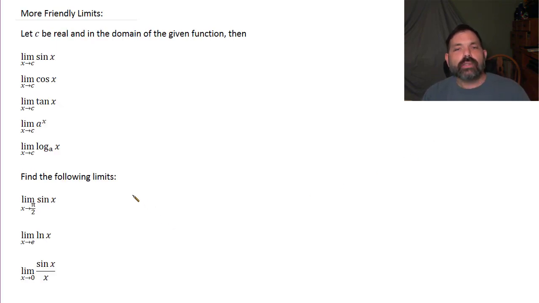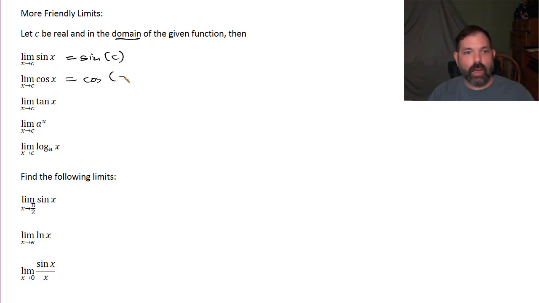So there's some other nice functions, more friendly limits besides just polynomials and rationals. All of the functions that you've learned how to deal with in algebra and trigonometry are nice functions as long as we are in the domain of the given function. So for example, the limit as x approaches c of sine x is simply the sine of that c value. Similarly, for the cosine function, cosine of the c value. And if the limit as x approaches c is of the tangent function, tangent of the c value. Now again, we have to remember things about the tangent function. The tangent function had a restricted domain, so we have to be aware of that. For example, I couldn't substitute pi over 2 in here because the tangent of pi over 2 is undefined. So those are things that we have to be careful about.